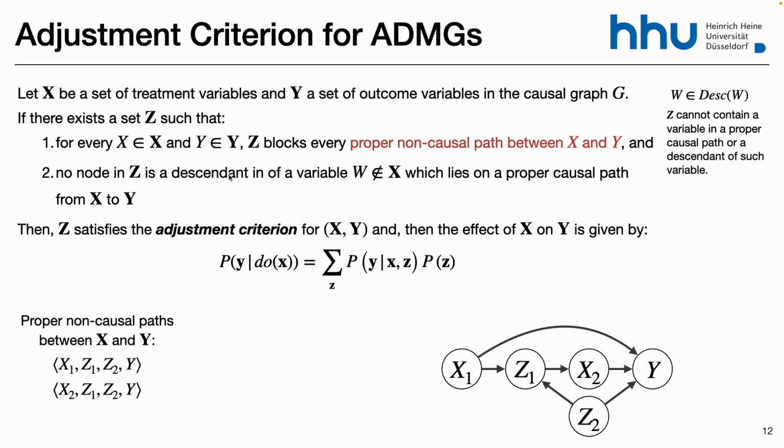So Z is a descendant of X. Yeah, so the variable Z could contain some X's. I don't think I limited that. Yeah, so in the definition, it's not limited, the fact that Z is in the set that doesn't contain X's. Z is a descendant of a variable W that doesn't belong to X and lies on a causal proper path. So that's not valid. Yes, that is clear. So this "in" is a typo, it's a descendant of the variable W.